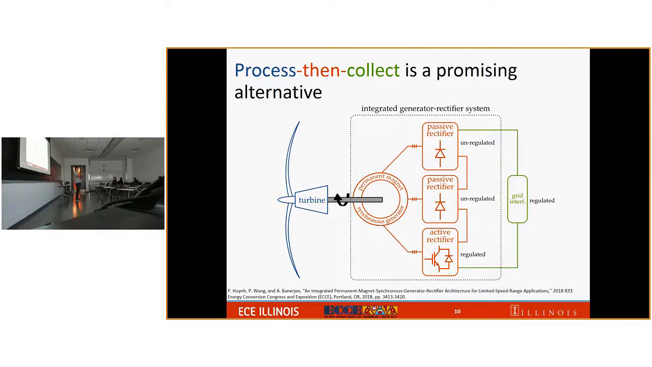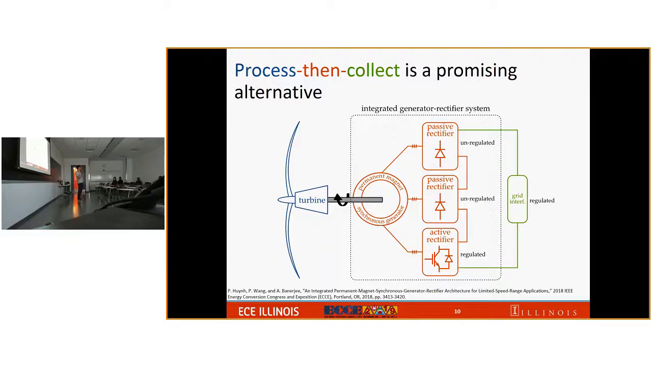The conventional way of doing power conversion is a fundamental approach we call collect then process. It means that all the mechanical power is collected on the generator, and one single AC port delivers all the power to the rectifier. However, at high power levels, we have multiple windings inside the generator. Why not take multiple AC ports out of that generator, process that amount of power by the rectifier, and collect the power at the output of the rectifier?